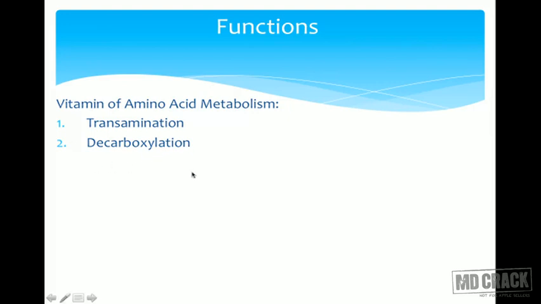It is also involved in decarboxylation of amino acids. You find this in biogenic amines: tyrosine to tyramine, dopa to dopamine, histidine to histamine. So in all these biogenic amines, there is decarboxylation taking place. The enzymes are decarboxylases and they require pyridoxal phosphate. Pyridoxal phosphate is also involved in synthesis of heme. The first reaction, succinyl-CoA plus glycine to form delta-aminolevulinic acid, requires pyridoxal phosphate.